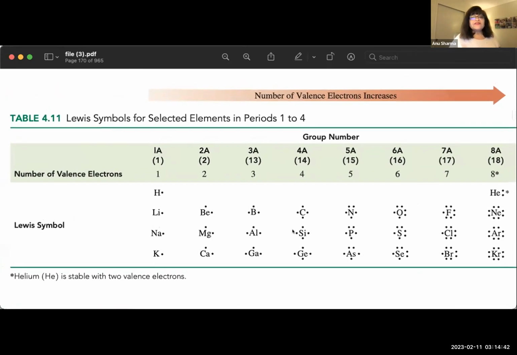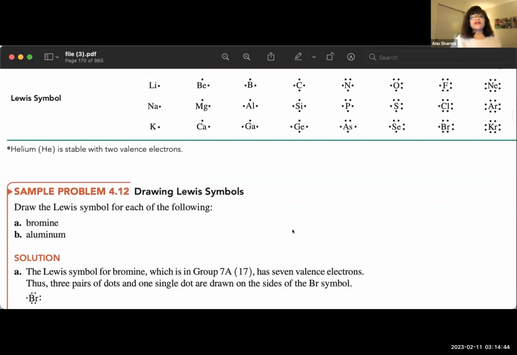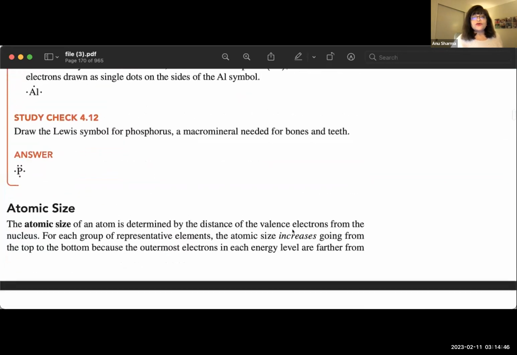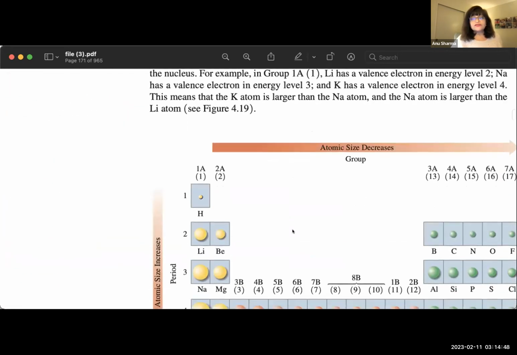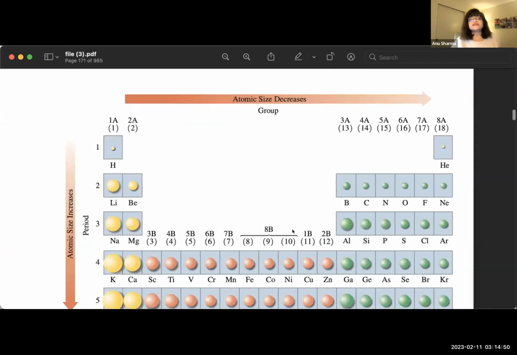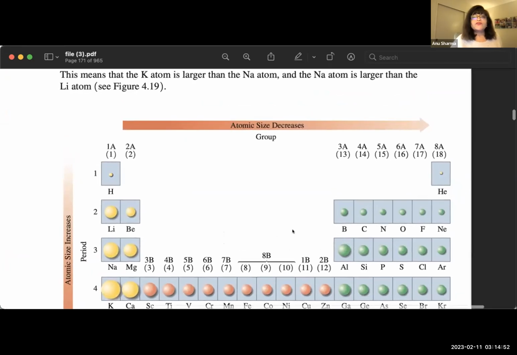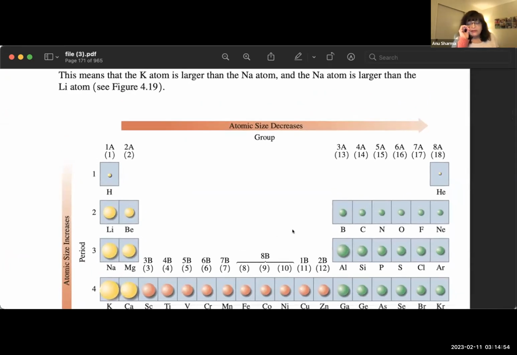So basically, you are just showing the valence electrons. Next is drawing the Lewis symbols based on those structures. Now let's look at the trends in the periodic table. Okay, so one of the trends is a little bit contradictory.